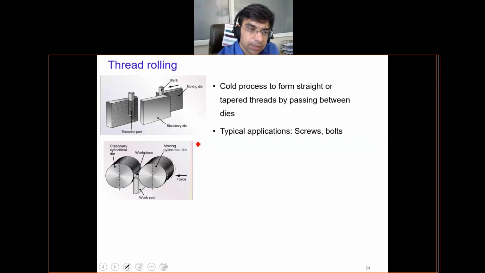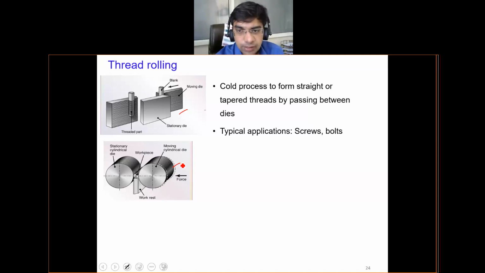Next is the thread rolling process, where we intend to create external threads on the cylindrical surfaces of the workpiece. This is a cold rolling process where you have two dies, which can either be flat dies or circular dies, and the threads are cut on the surface of these dies. When the workpiece is passed through, compressive forces are applied, and because of the plastic deformation under the influence of the shape of the die, the threads are formed on the surface of the workpiece.